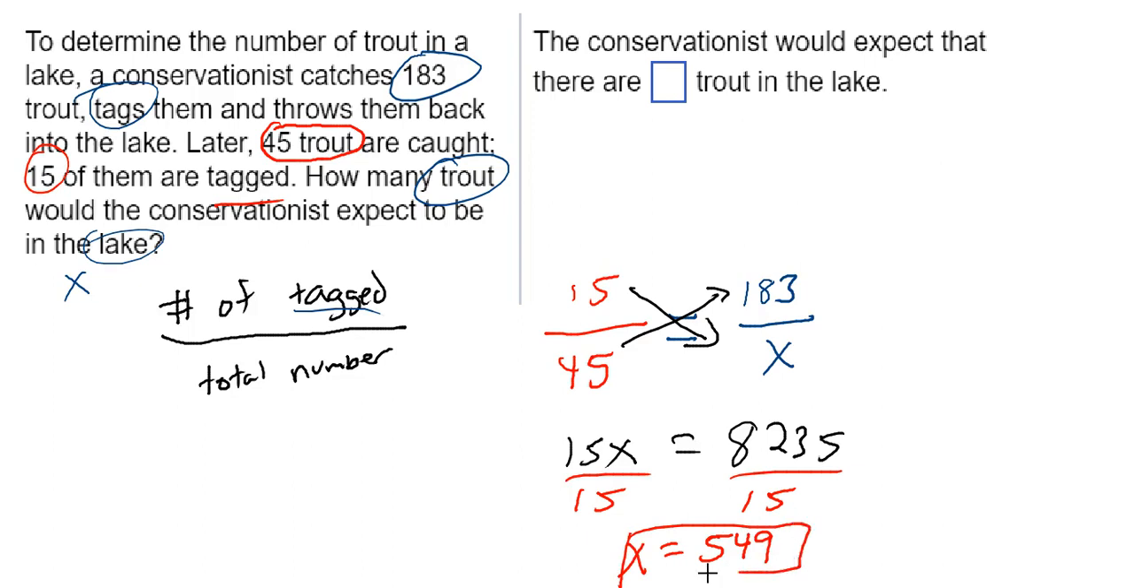All right, and so that would be how many trout we would estimate to be in the lake. So again, it's an estimate. It's not an exact figure, but it gives you a rough idea of how many are in the lake. All right, so that's how proportion problems work.